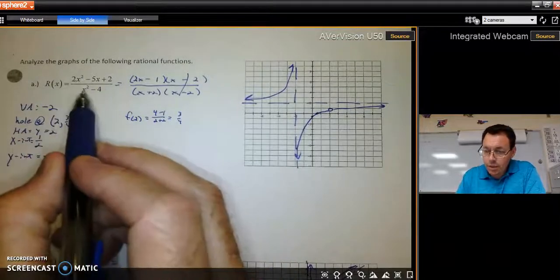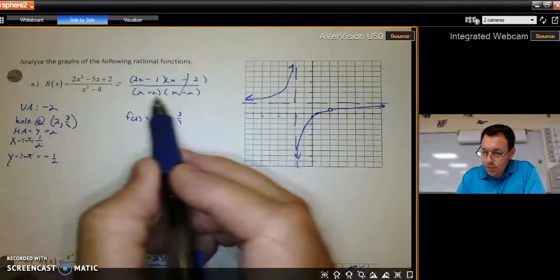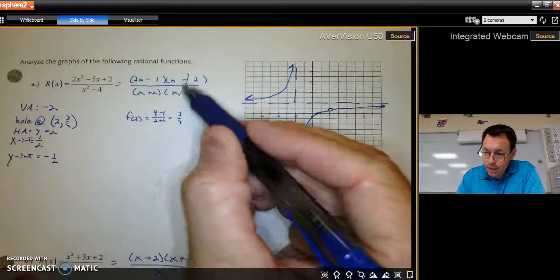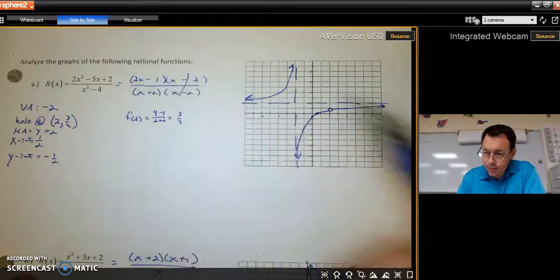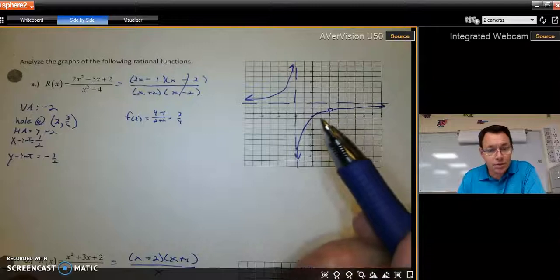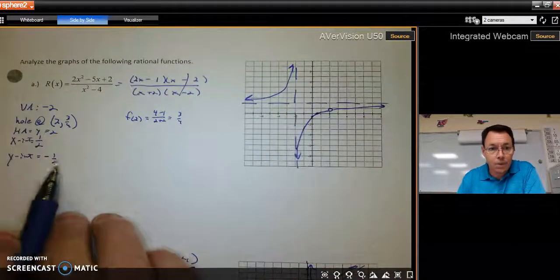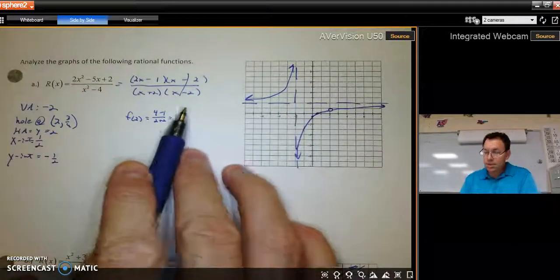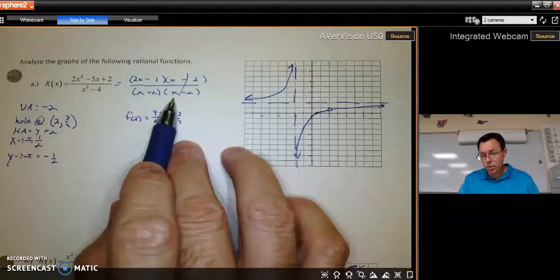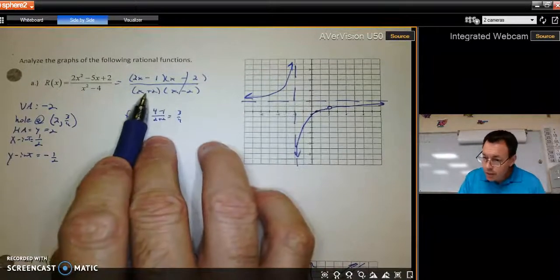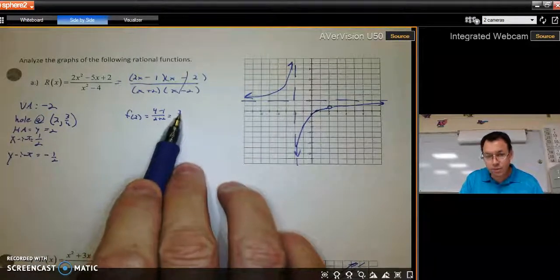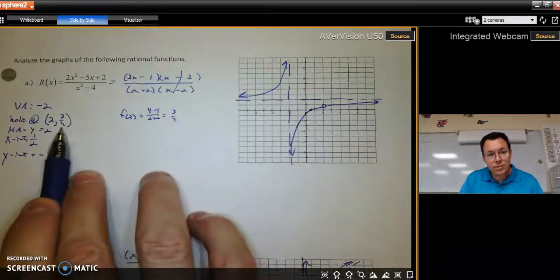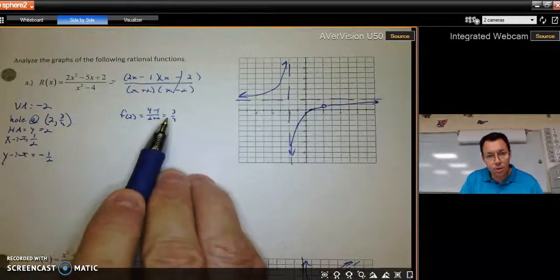Okay, this one, again, vertical asymptotes, I factored everything. Now this one, I got a factor that was going to cancel. I factored the top, I factored the bottom, and I got this factor right here that was common, so they canceled. So that's not a vertical asymptote. That's a hole. I plugged that x value, 2, into the remaining function to figure out where that hole is, and it's at 3/4. So the point (2, 3/4) is a hole.